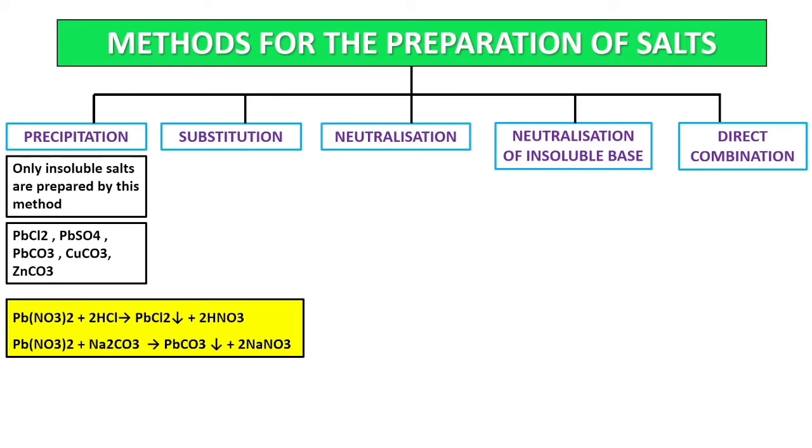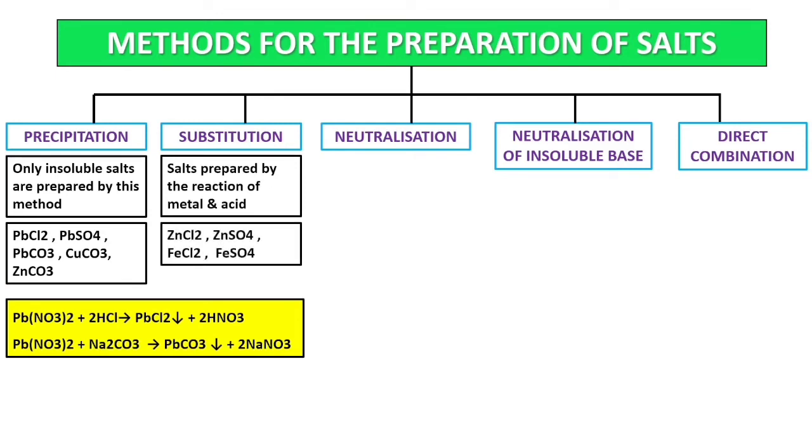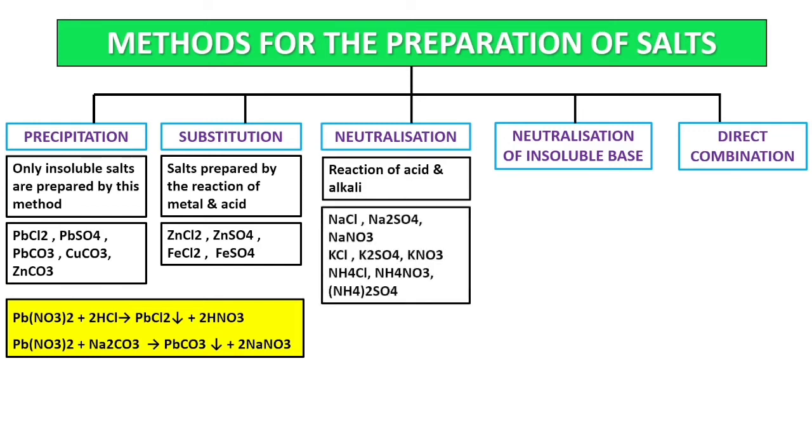Substitution: salts prepared by the reaction of metal and acid, such as ZnCl2, ZnSO4, FeCl2, FeSO4. Neutralization: reaction of acid and alkali, giving NaCl, Na2SO4, NaNO3, KCl, K2SO4, KNO3, NH4Cl, NH4NO3, (NH4)2SO4.